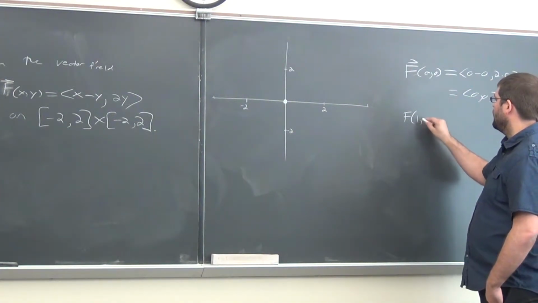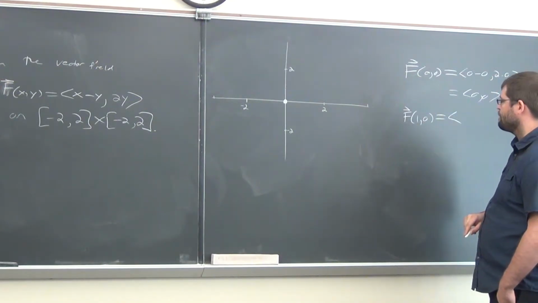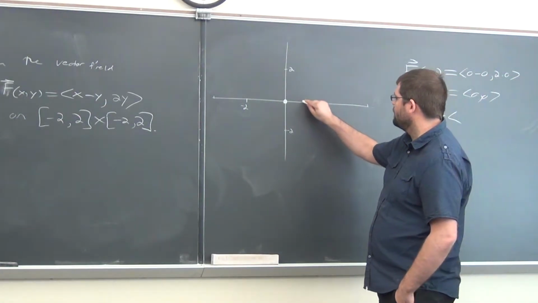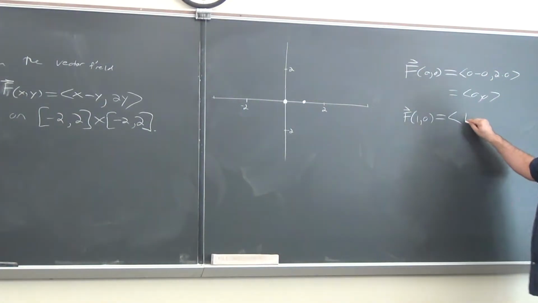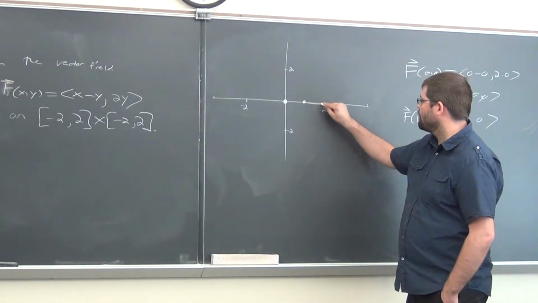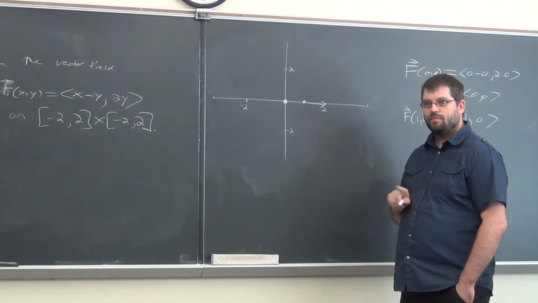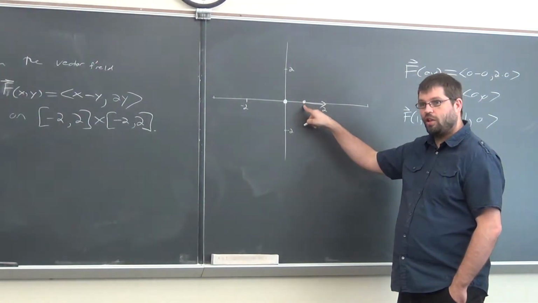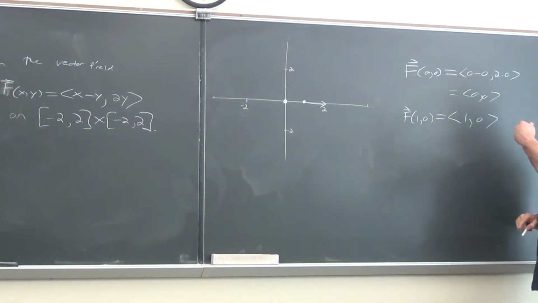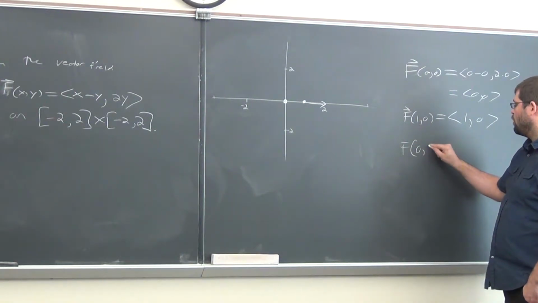What if we're at the point 1, 0? So that's here, right? And then what's your F of 1, 0? So that means we get this vector that looks like that. Does that make sense? You get the vector from your starting point, from 1, 0. You have a vector pointing one more unit. What about F of 0, 1?